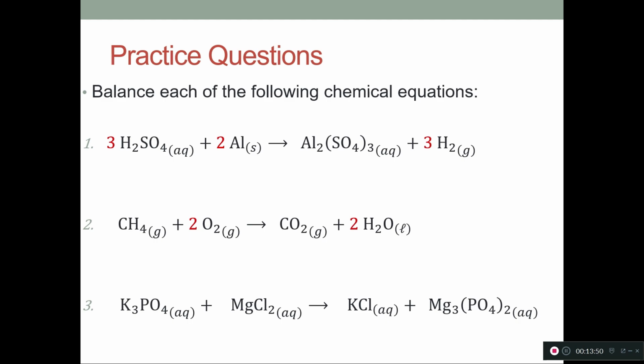The next one, we have potassium phosphate plus magnesium chloride becoming potassium chloride plus magnesium phosphate. So to balance this one, we put a 2 in front of the potassium phosphate, a 3 in front of the magnesium chloride, a 6 in front of the potassium chloride, and nothing in front of the magnesium phosphate.